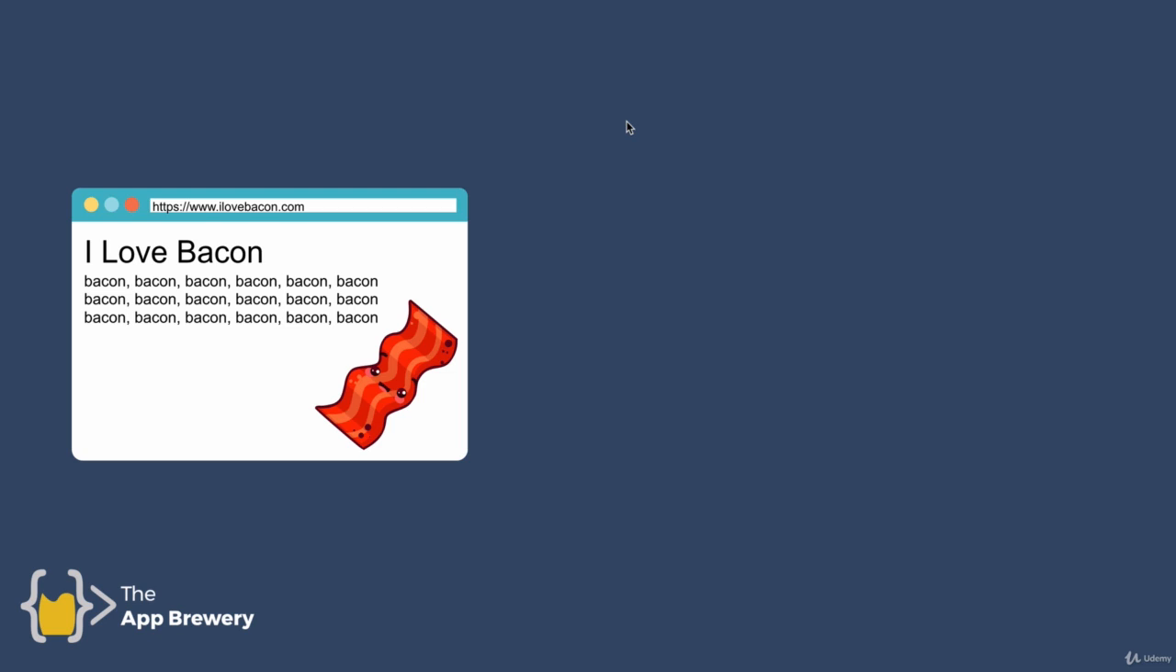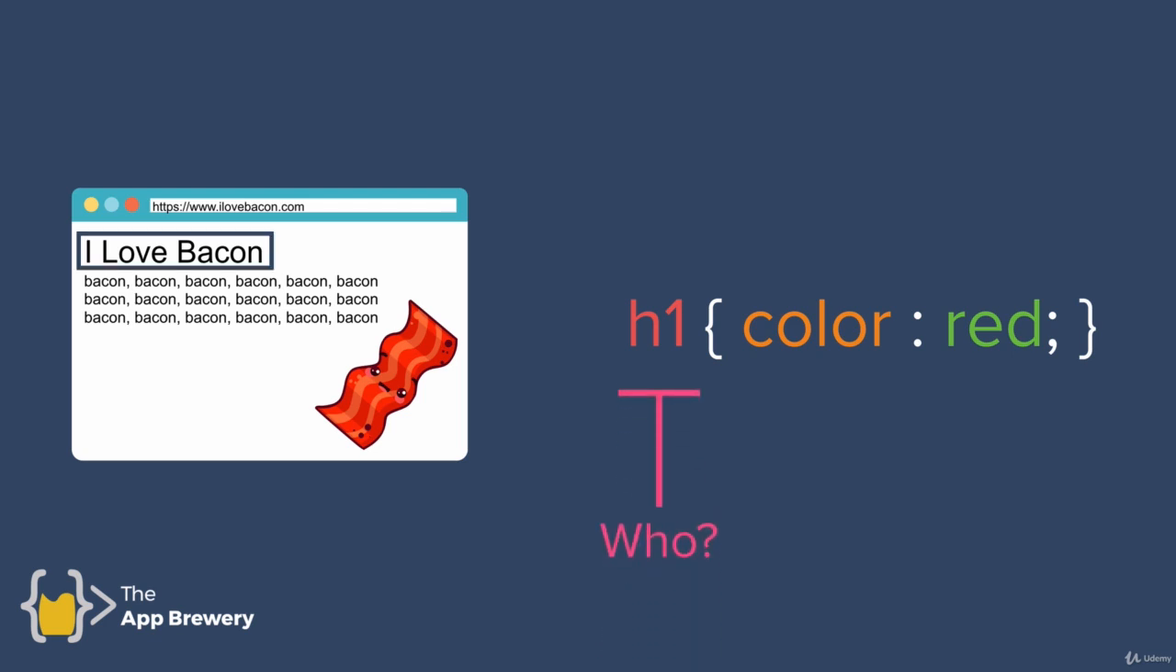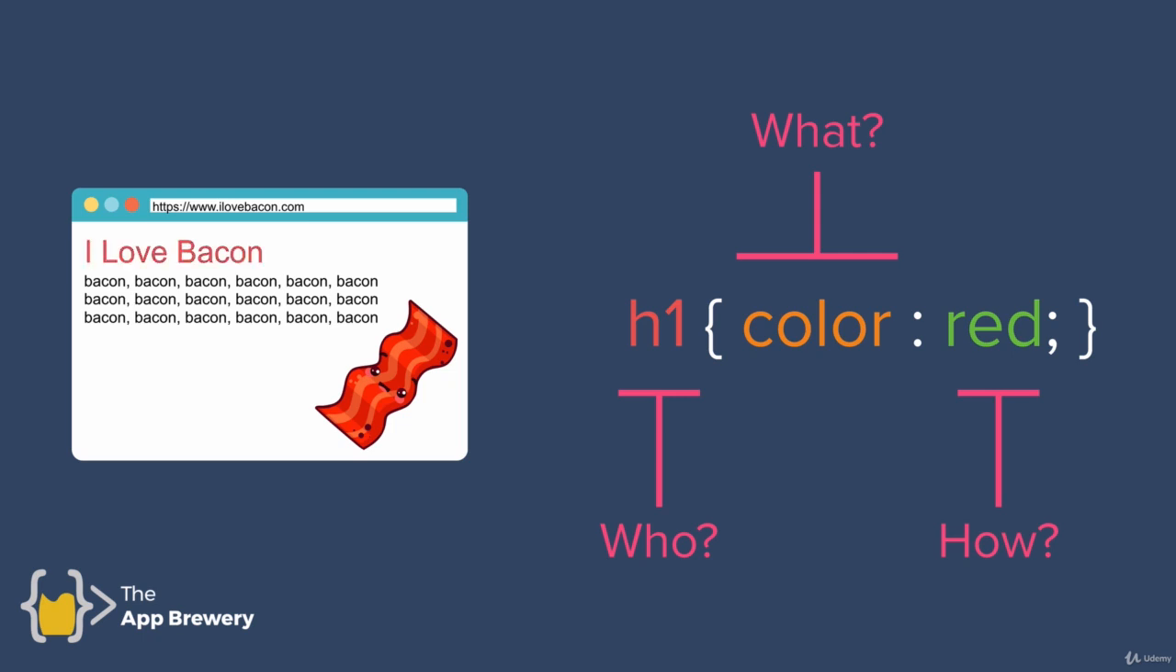So if I decided to apply some CSS to my website, say, let's change the H1's color to the color red. Now, in this case, the who is, of course, the H1. That's what I'm trying to select, and that's why it's called the selector. And the color, of course, is the what. And finally, the how I'm going to change that color is the value, which in this case is red. And by applying the CSS rule, I end up changing the H1's color property to red.